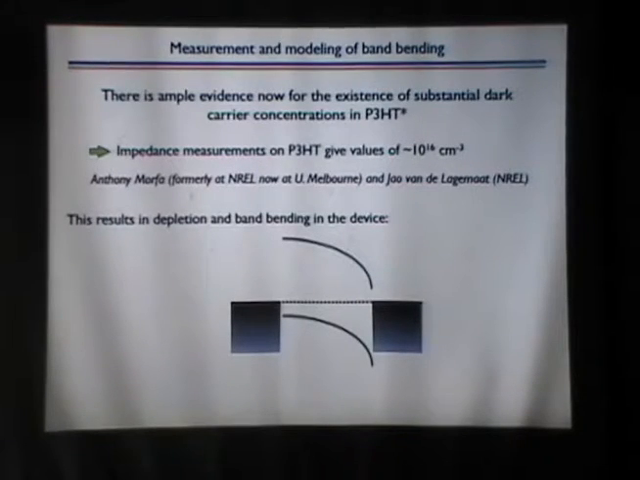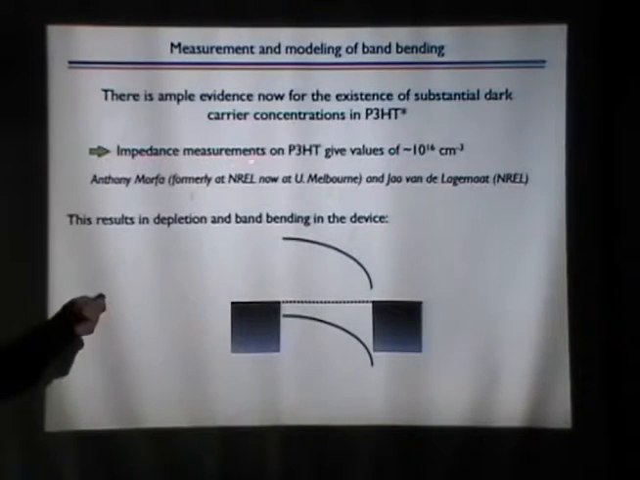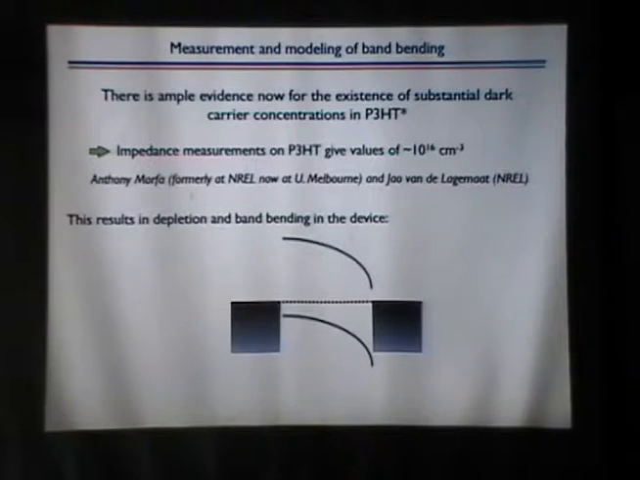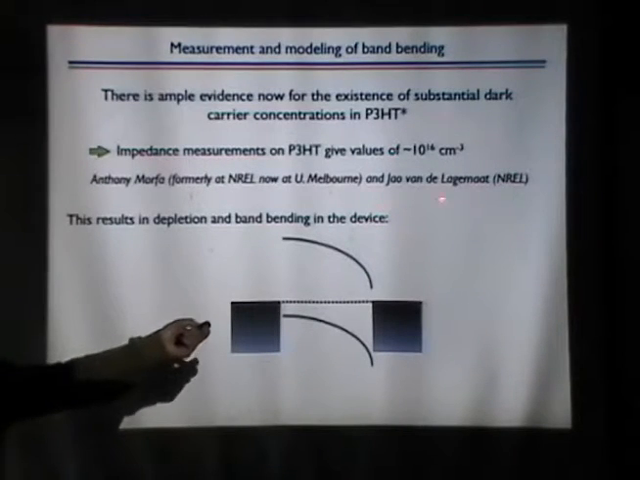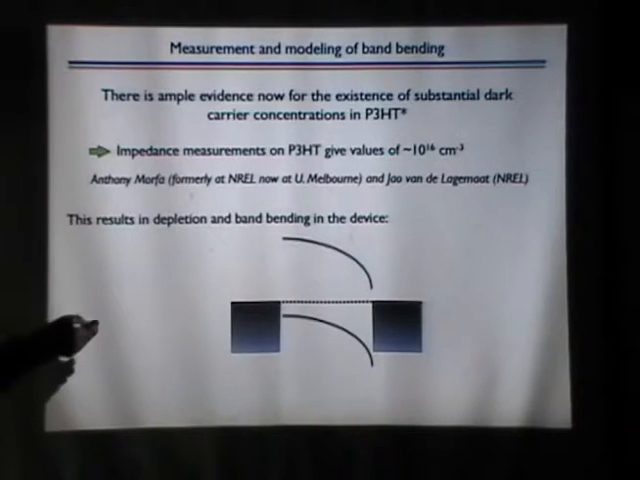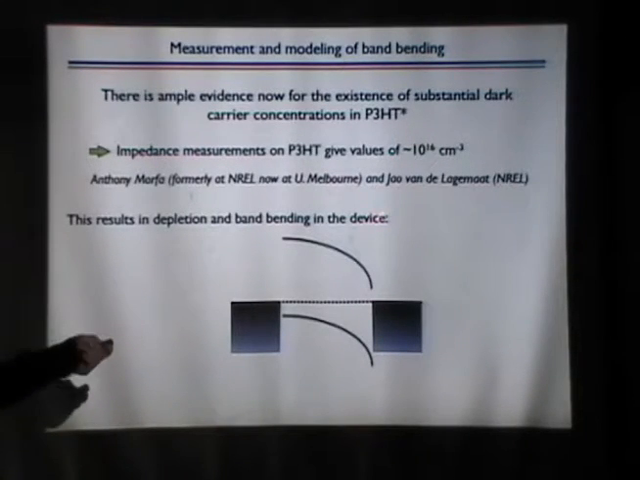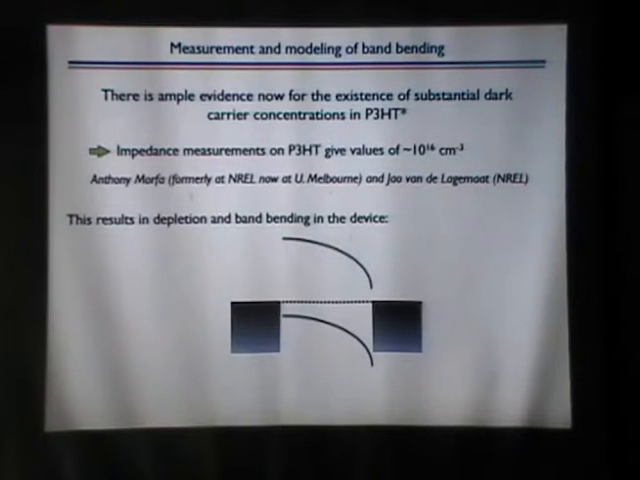So we can measure those directly using impedance spectroscopy. Some of the early measurements were done by a colleague at NREL, Anthony Morfa, who's now in Melbourne, and Yao van der Lagemat, who's still at NREL. They came up with a number of about 10^16 per cubic centimeter of carriers. If you're familiar with semiconductor physics, that's a fairly low number in terms of how high you might dope silicon. You might dope silicon 10^18 or 10^19. But it's high enough to bend the bands, to have a significant effect on the bands.